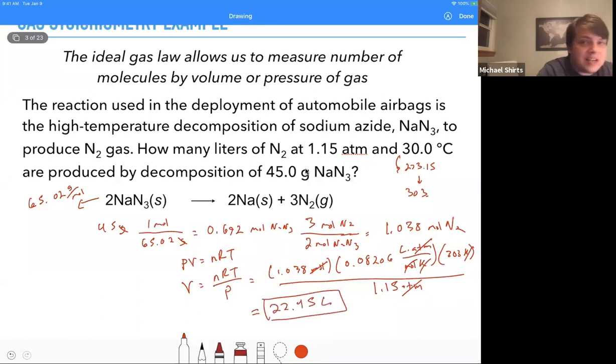We're close to standard temperature and pressure, and we have about a mole, so we'd expect to get about the molar volume of an ideal gas. So that's a lot of gas that's produced from just 45 grams, not much at all of a molecule. Okay, so that is how we bring the ideal gas law into stoichiometry. It gives us another way to measure number of things.